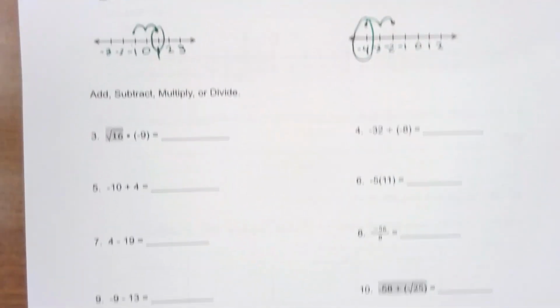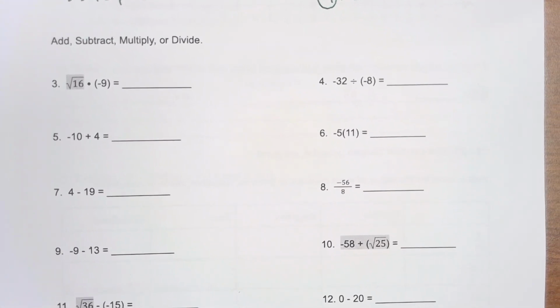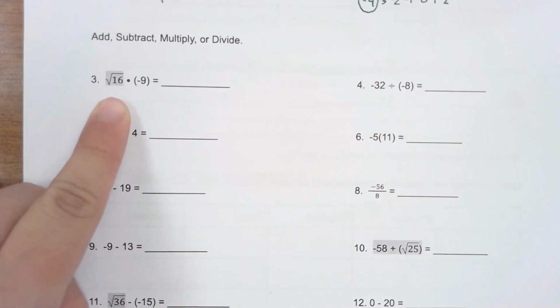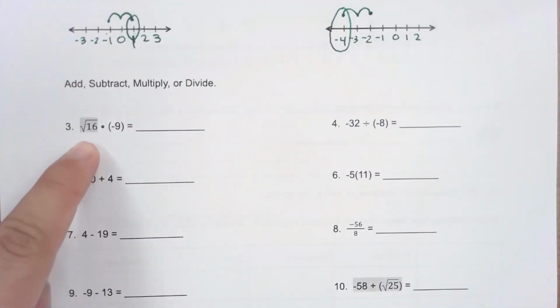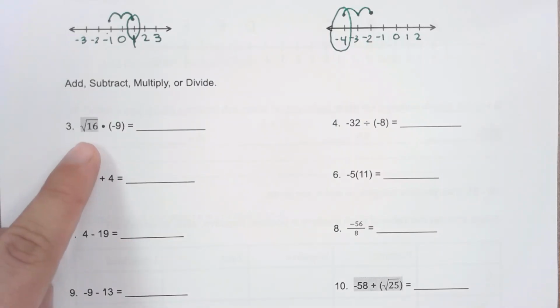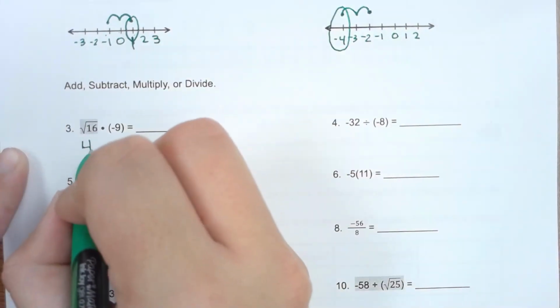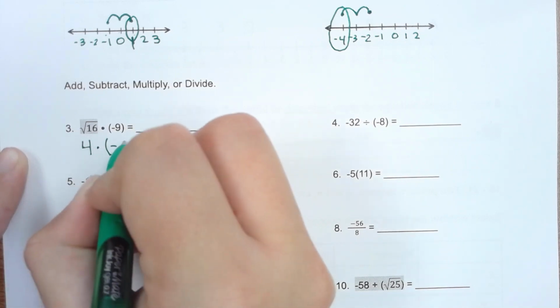All right, next portion here, we are going to add, subtract, multiply, or divide. So just make sure you guys are watching the signs and you guys are following all the rules that we talked about in class. So looking at the first one here, I need to simplify that square root of 16. So what number times itself gives us 16? Well, that would be 4. So now I have 4 times a -9.